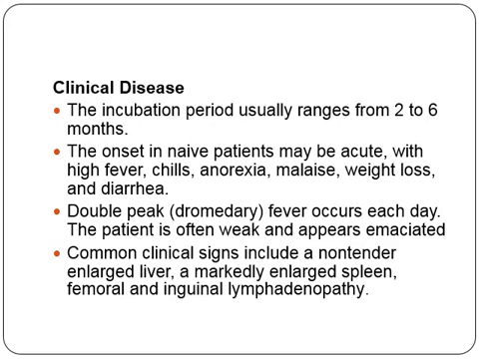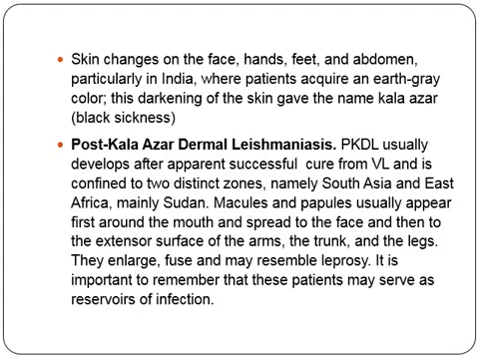due to the spread of the amastigotes inside the whole viscera of the body, having reticuloendothelial cells, as we said before. The fever is double peak, meaning it is in the morning and evening, and the patient is often weak and appears emaciated due to the prolonged fever. Common clinical signs include a non-tender enlarged liver, a markedly enlarged spleen, and femoral and inguinal lymphadenopathy.